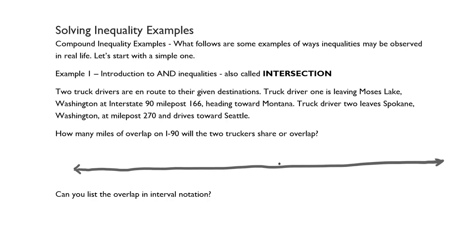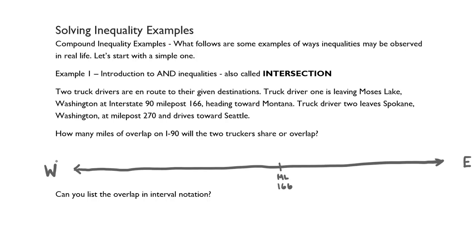Now, we'll call this right here Moses Lake. We'll represent that with ML, and we're going to call that milepost 166. And the truck driver is heading toward Montana. So those of you who are familiar with the U.S. map know that Montana is to the east and Seattle is over here toward the west.